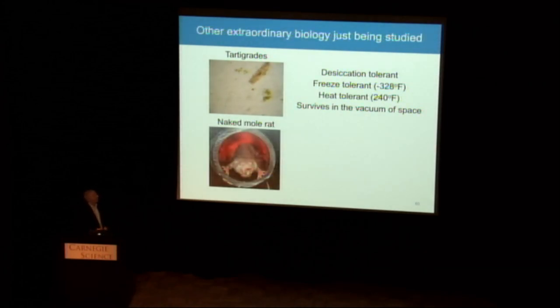Another example is the naked mole rat. It's very pretty. A naked mole rat lives 30 years. And as far as we know now, there's never been cancer detected in these organisms. Sometimes you don't get cancer in organisms that live 2 years, it's not a big deal. Something lives 30 years and doesn't have cancer, that's a pretty big deal. So are these examples of where we can find some really interesting new biology?